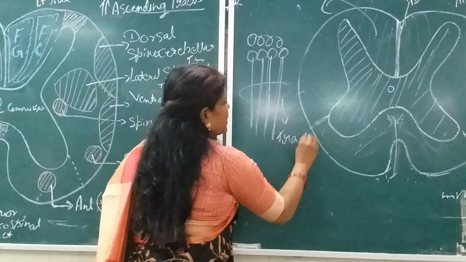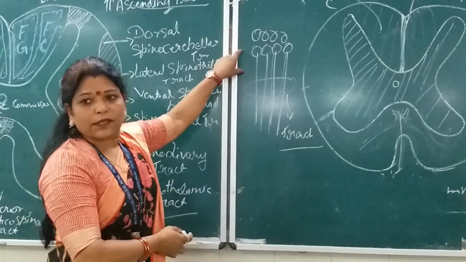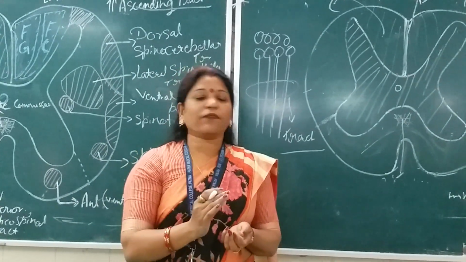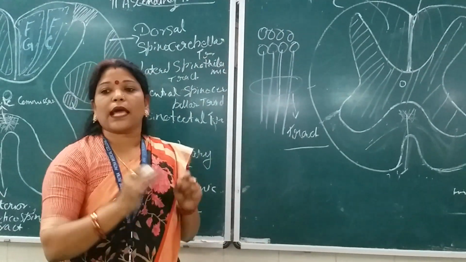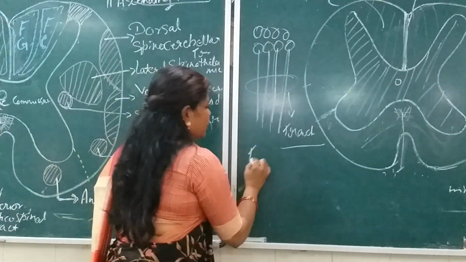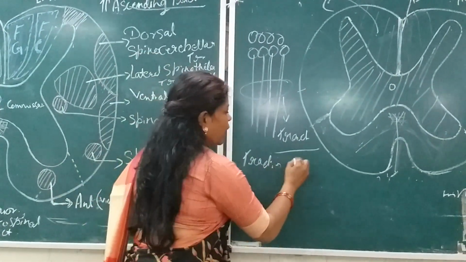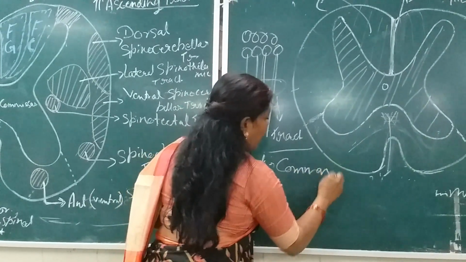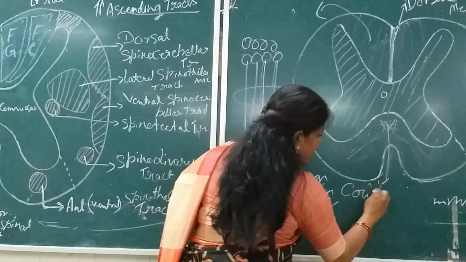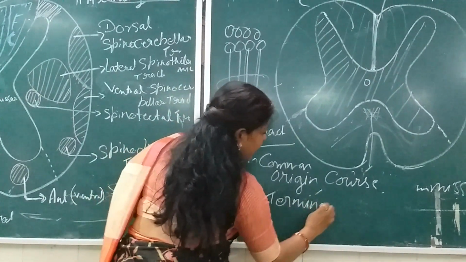That means the tract is the bundle of the nerve fibers of the neurons. There is a very peculiar, very specific point for the tract, whether it is an ascending tract or a descending tract. The tracts have what? Common origin, common course, common termination and common function.